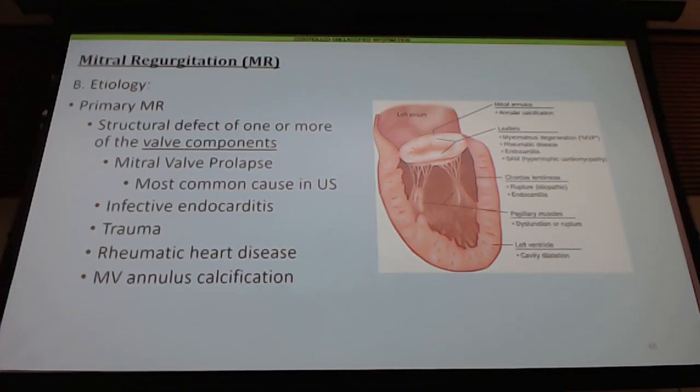So what are some common things that can cause primary mitral regurg? Well, mitral valve prolapse is the most common cause in the United States. Infective endocarditis, where something starts eating away at the valve, can cause the regurgitation. Trauma is there, rheumatic heart disease is there. So something that inherently damages the structure of the valve, causing the regurgitation, would be a primary cause.